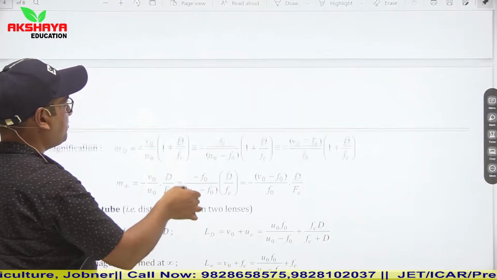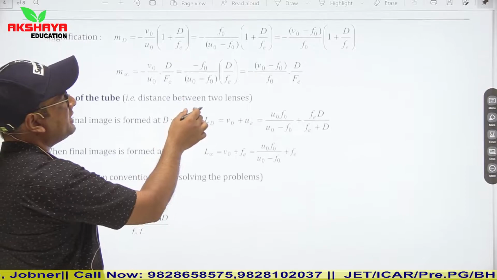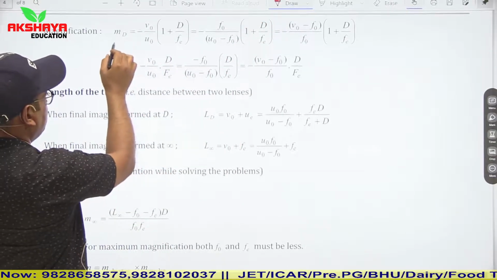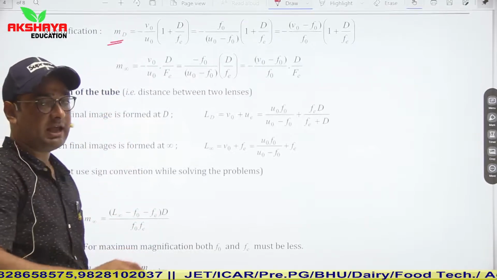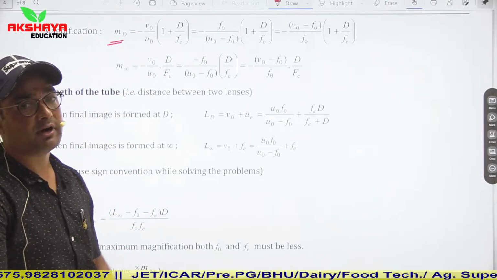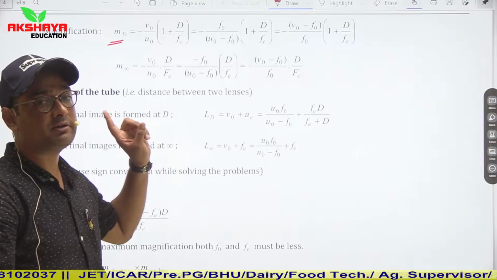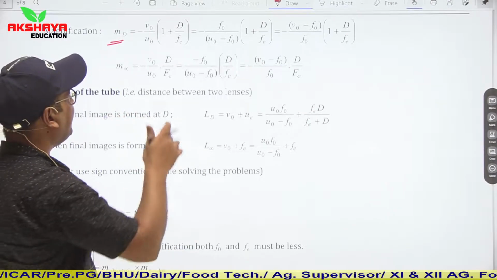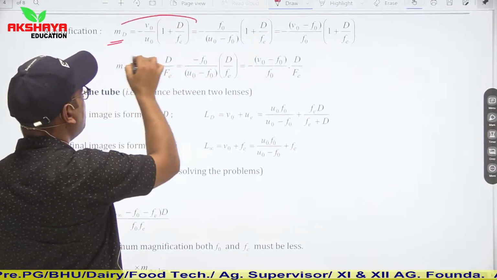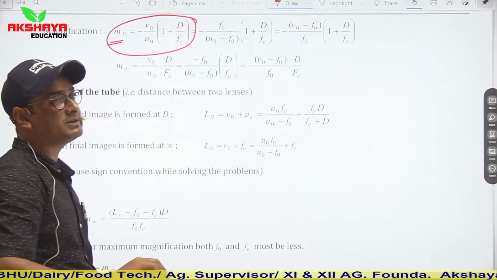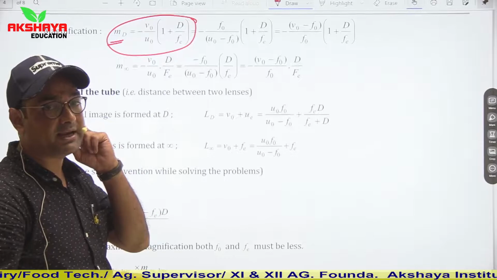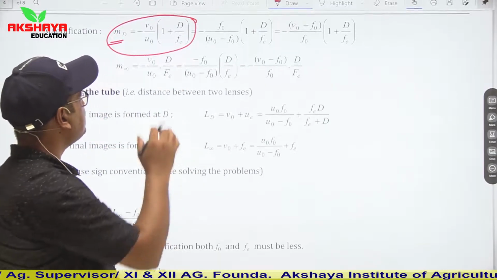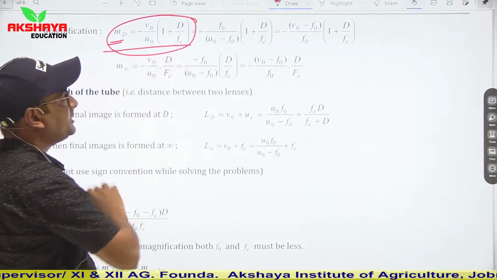Now let us talk about the formula for magnification in the case of a compound microscope. Here M_D is the magnification of the compound microscope when the final image is formed at the least distance of distinct vision. In that situation it is minus V0 upon U0 into (1 plus D upon FE). This is the general formula which you have to keep in mind.